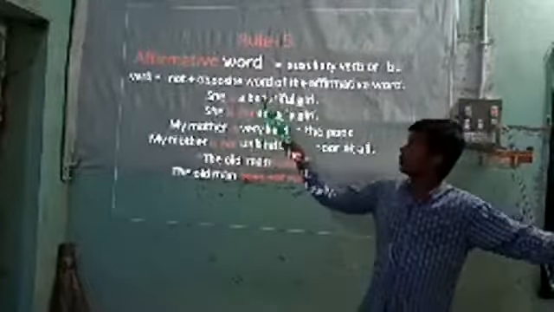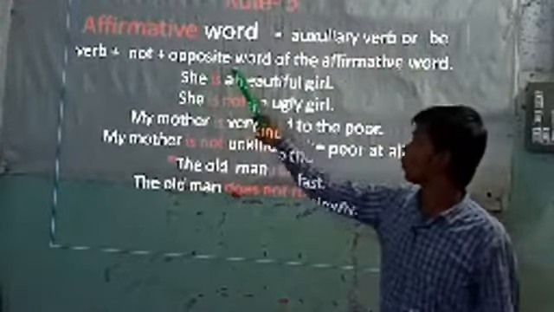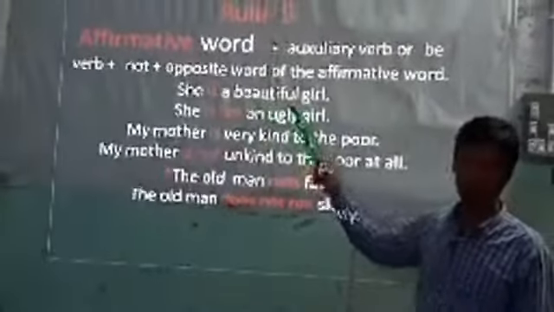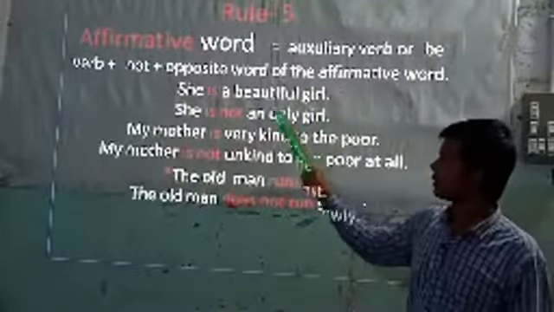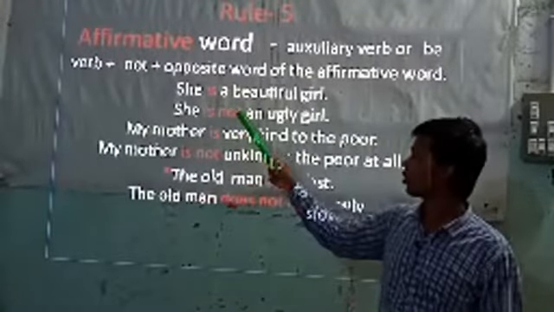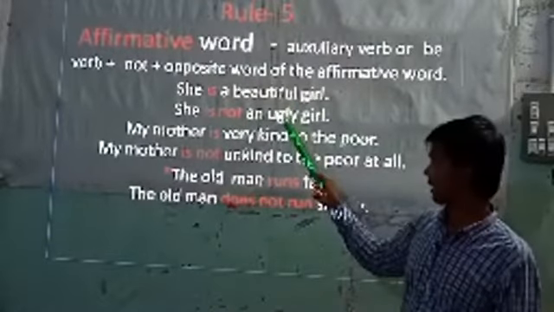Rule number 5. Affirmative word equal to auxiliary verb or be verb plus not plus opposite word of the affirmative word. She is a beautiful girl. She is not. Here is is a be verb. She is not. The opposite word of beautiful is ugly.